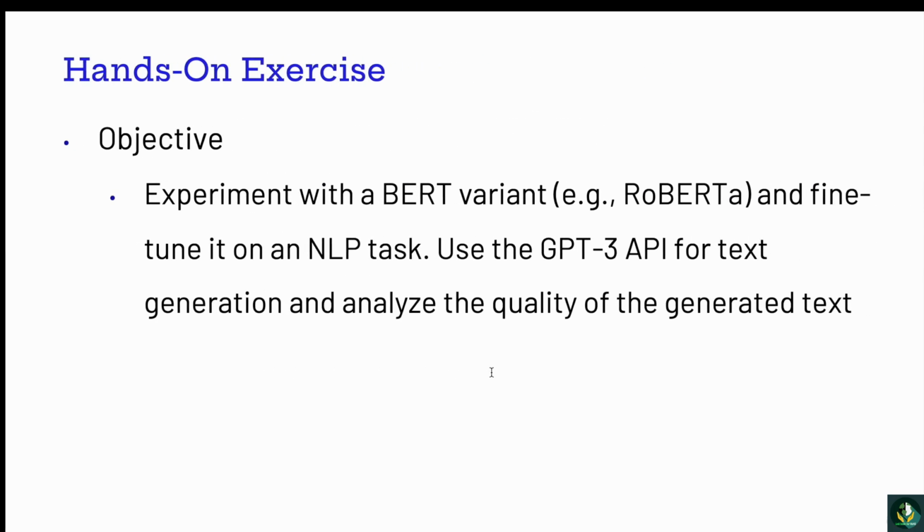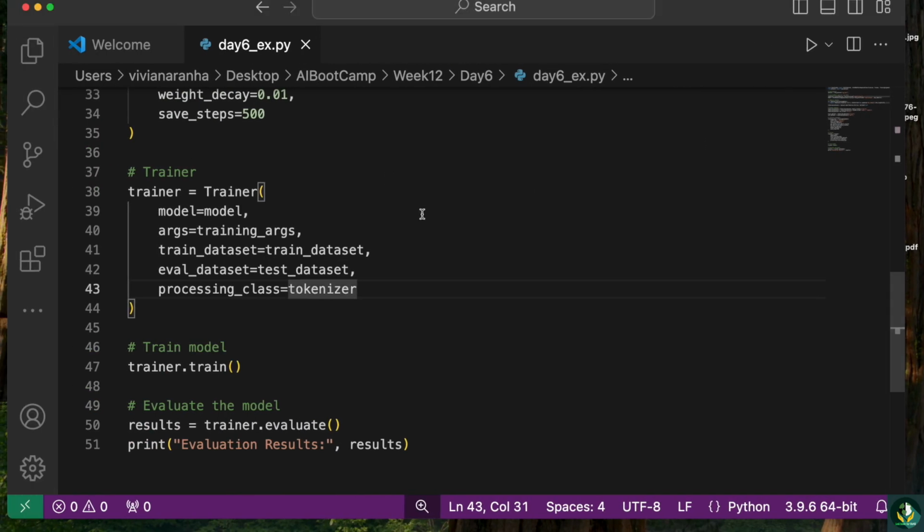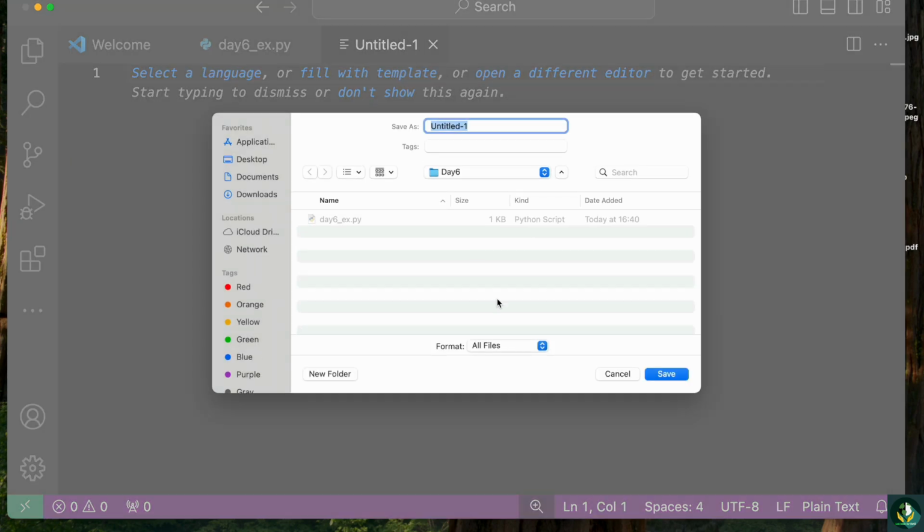Our next step is to use the GPT-3 API for text generation and analyze the quality of the generated text. So let's get started with that. So let's go to Visual Studio Code again, and this time I'll create a new file. I'll save it as, let's call it day6ex underscore OpenAI.